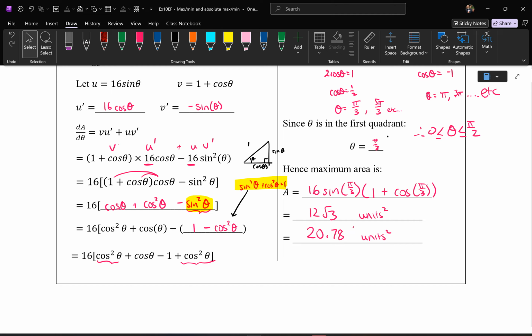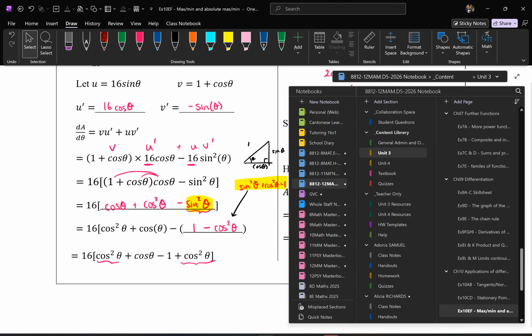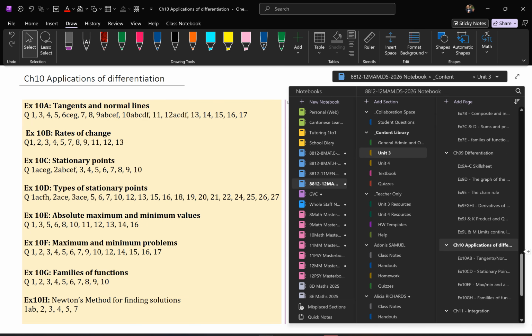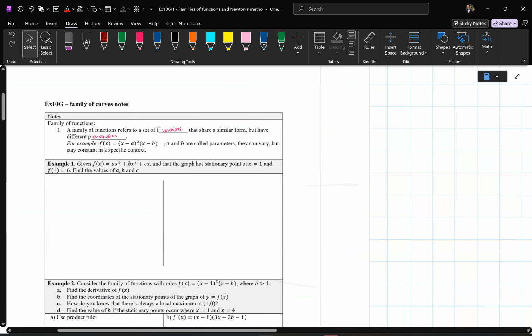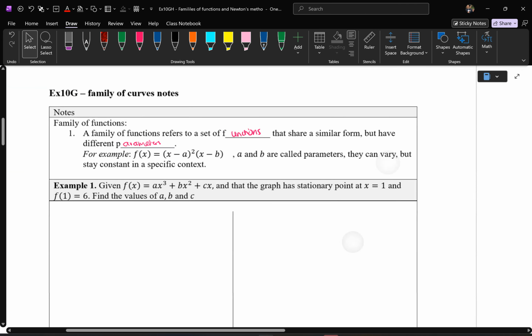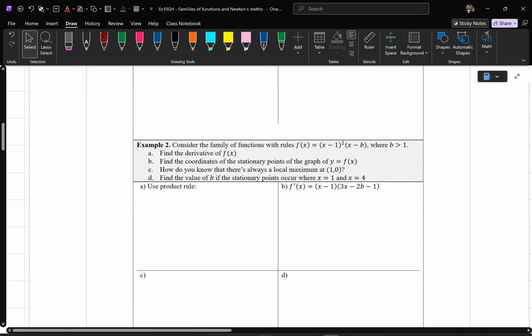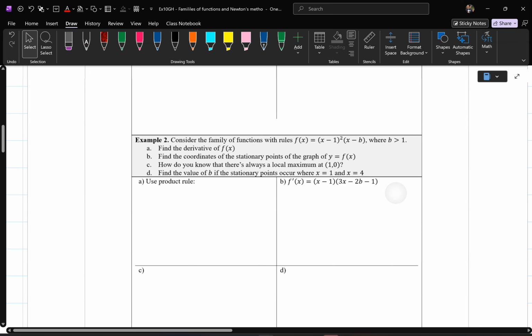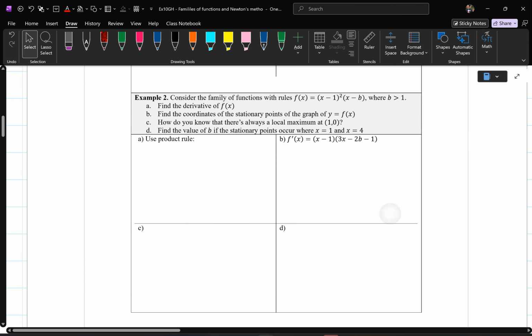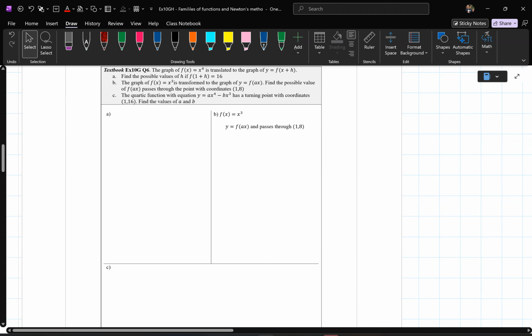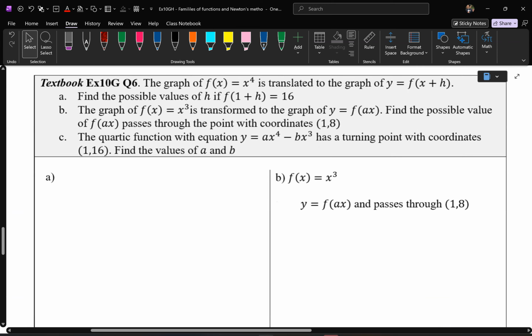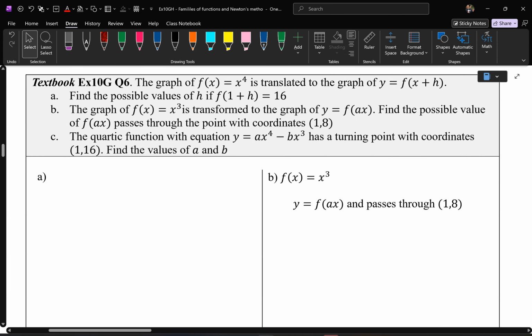Okay, so let's flip over to 10G. Let's have a look at 10G. Let's pick, what can we do with 10G? What's this? Parameters, that's okay. Functions parameter. Could do this one, although it's another derivative question. We'll try this one. 10G question 6. It's from your textbook. All right, here we go.